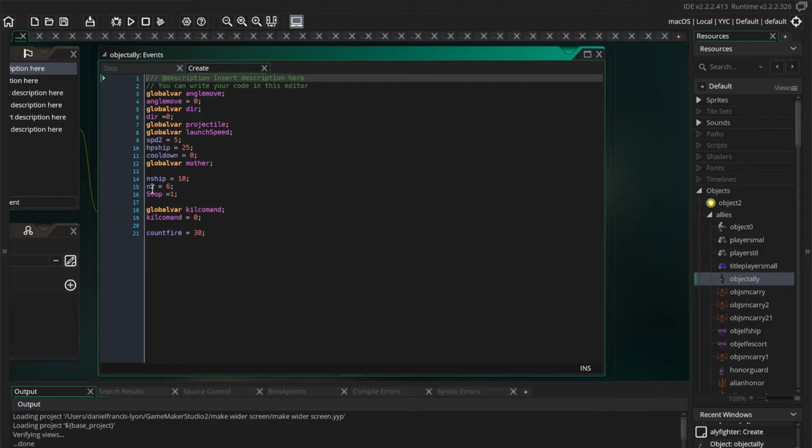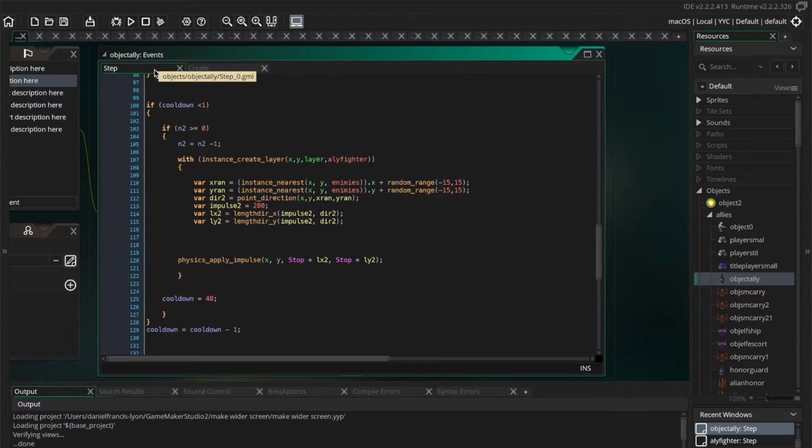Create event, N2 equals 6. That will determine how many ships it makes. Every time it makes a ship, N2 equals N2 minus 1. So each time it does instance create layer ally fighter, and you can just leave it here. You don't need this, but I have chosen to launch the fighter with an impulse towards the enemy when it creates one. This can add a little bit of flair. Maybe it looks a little bit cool to have the fighter actually launch towards the enemy. It makes very little difference, honestly, but if you want to add a little flair, you can do this, or you can just create the fighter.